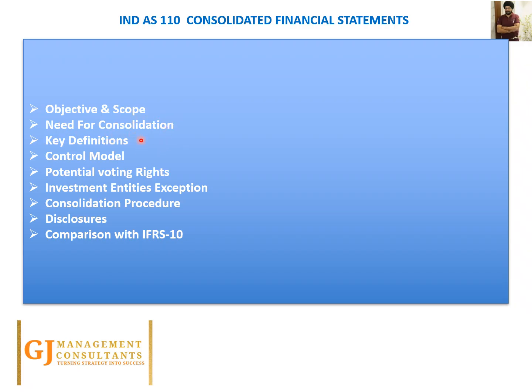We'll also touch base on some of the key definitions, control model, potential voting rights, investment entities exception. We'll also look at the key consolidation procedure, and we are going to look at it step by step, like what is the detailed procedure so that we can conclude the consolidation properly. We'll look at the disclosures. The disclosures are largely managed under Ind AS 112, but still we are going to quickly give a snapshot of disclosure in this presentation as well, and then we'll have a look at the comparison with IFRS 10 if any. Largely Ind AS 110 is converged with IFRS 10, but we'll still have a look at a comparative slide. So we'll start the presentation and move to the next slide.